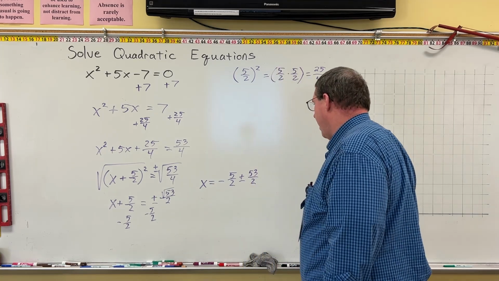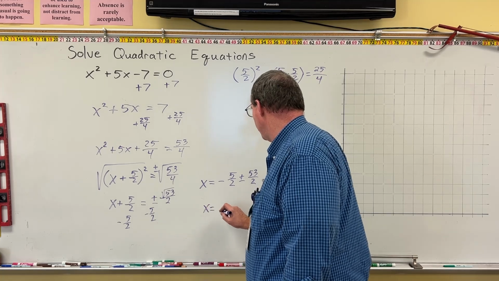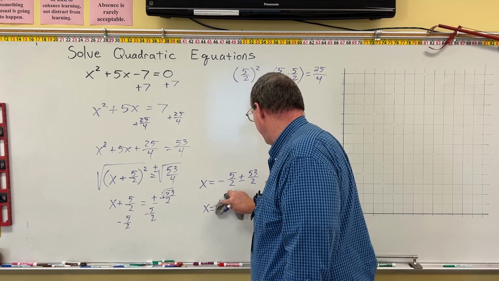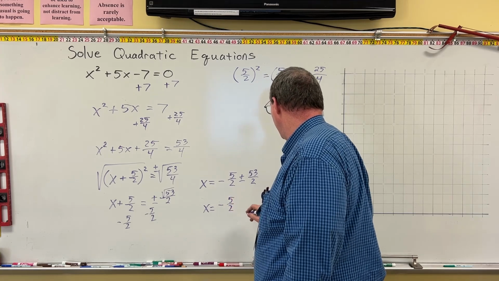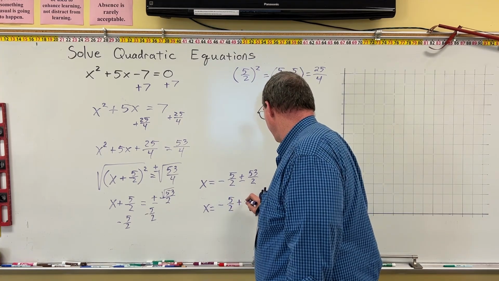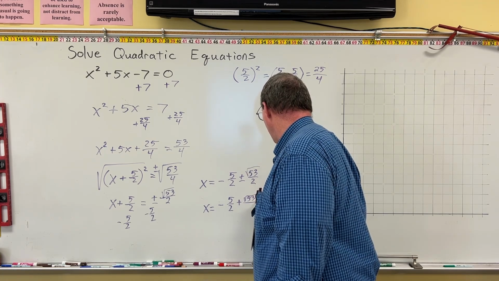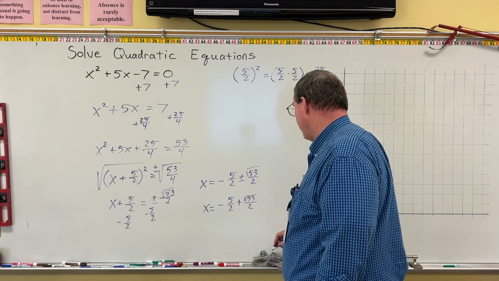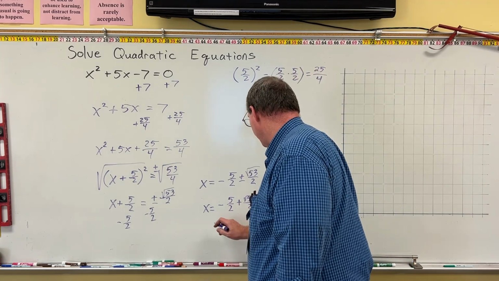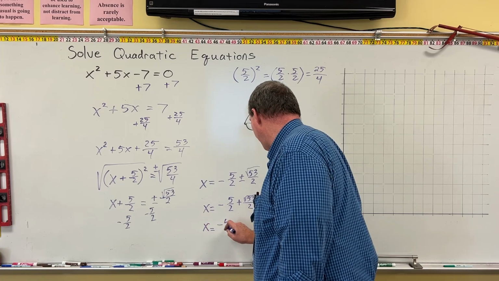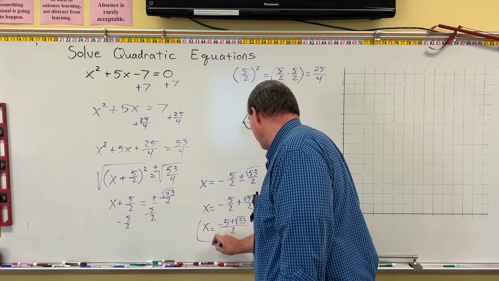Okay? And so now I'm going to turn that into two different answers. I'm going to have x is equal to negative 5 over 2 plus square root of 53 over 2. Okay, that's one of our answers. And then, really, we could write it as x is equal to negative 5 plus square root of 53 over 2, and that's one answer.